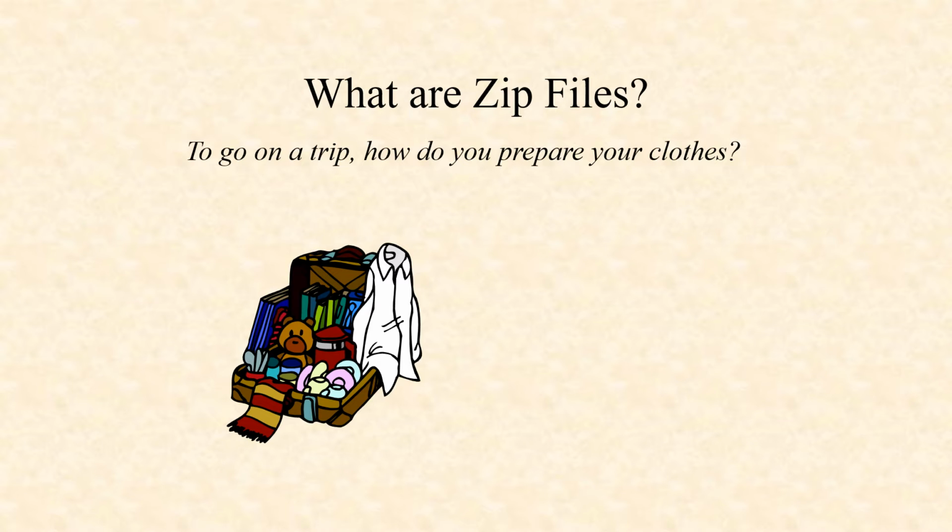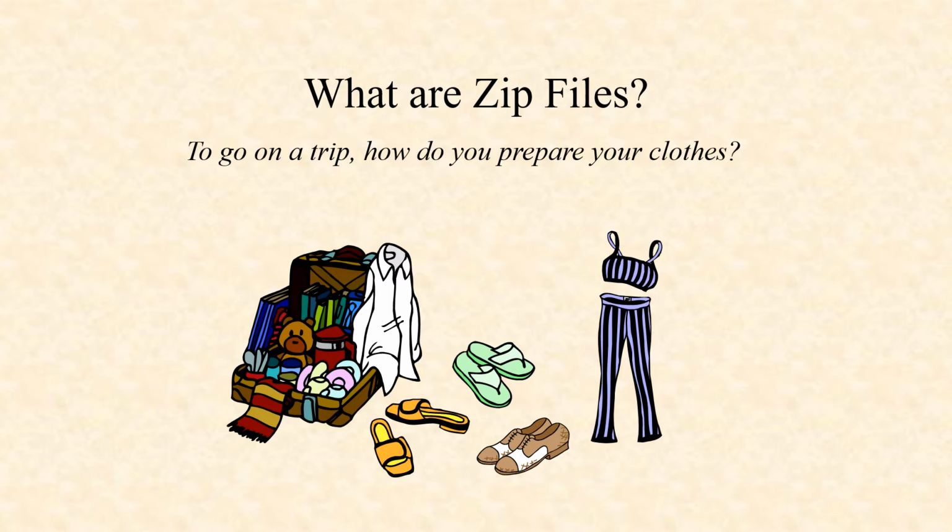While we're looking at zip archives, let me compare this to going on a trip. How do you prepare your clothes to go on a trip? Here I've got a number of clothes that we're going to pack into the suitcase. And then our next step will be fold them and place them neatly in the suitcase. And then we're going to seal it up, and then all of those clothes will be packaged inside that one case.